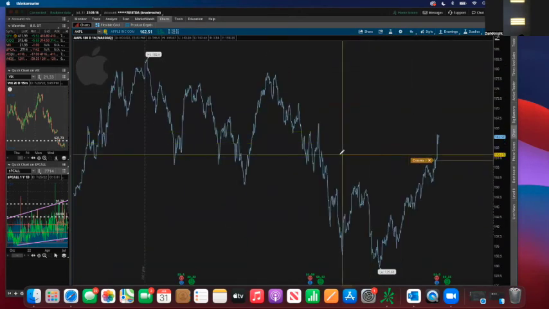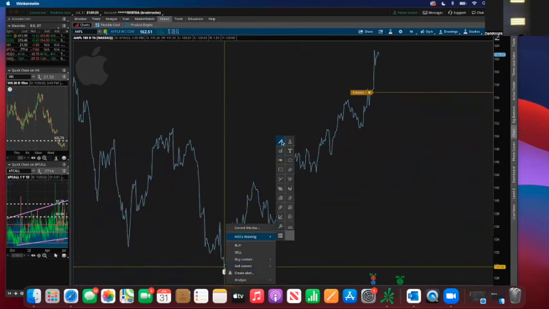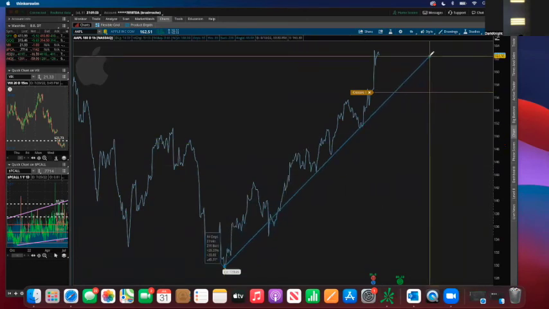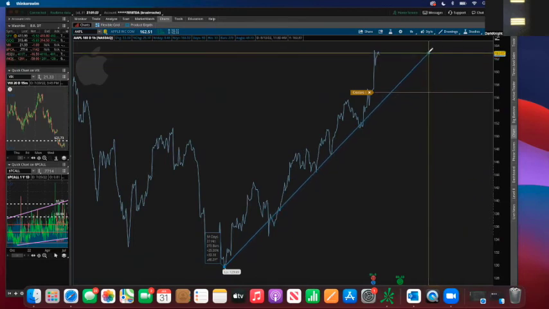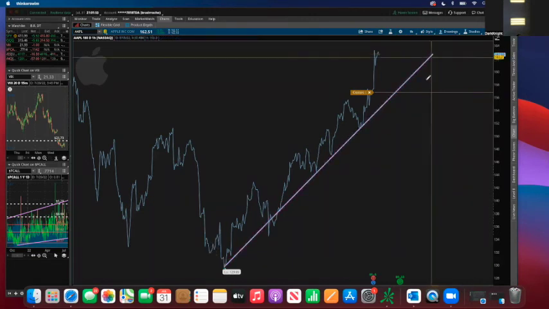Apple looks ridiculously strong here, right? It's continuing almost straight up, almost going straight up. And so, I mean, I would consider playing puts on a break of this trend line here, if anything.